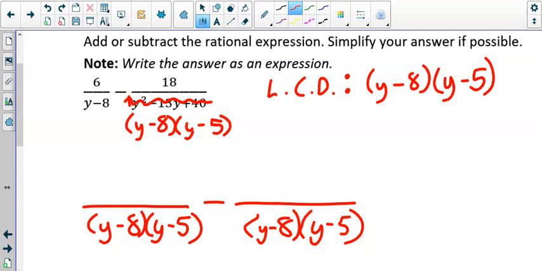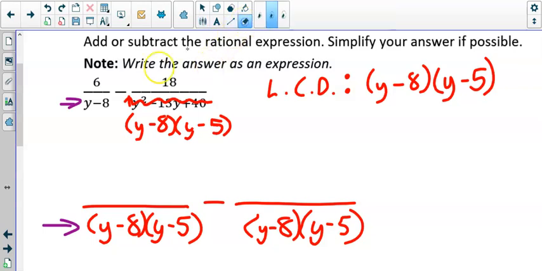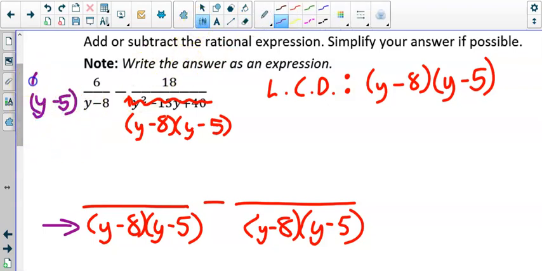So now we go back up here and we start looking. Here's what I have, y minus 8. Here's what I need, y minus 8, y minus 5. So what do I got to do to this top rational? It needs a y minus 5. So we're going to multiply top and bottom on this first rational by a y minus 5 because it's missing. Does that make sense?